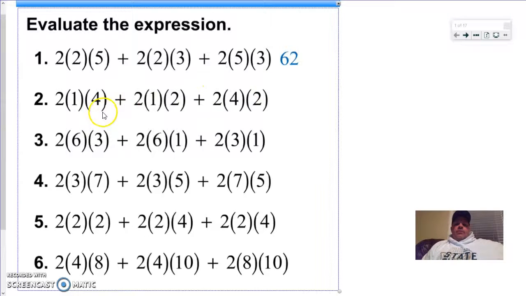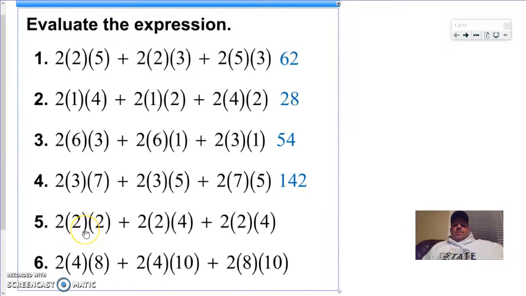And you can do that with all of these. This one's 8, this one is 4, and this one is 16, total of 28. Right here I've got 36, 24, and 6 gives us 54. 42, 30, 70 for a total of 142.